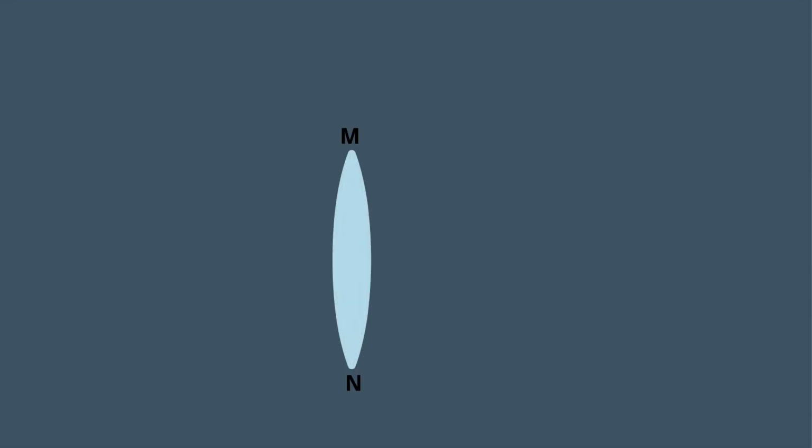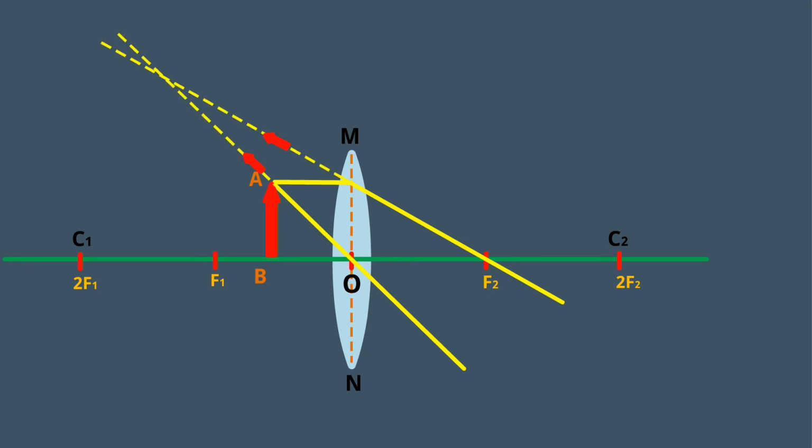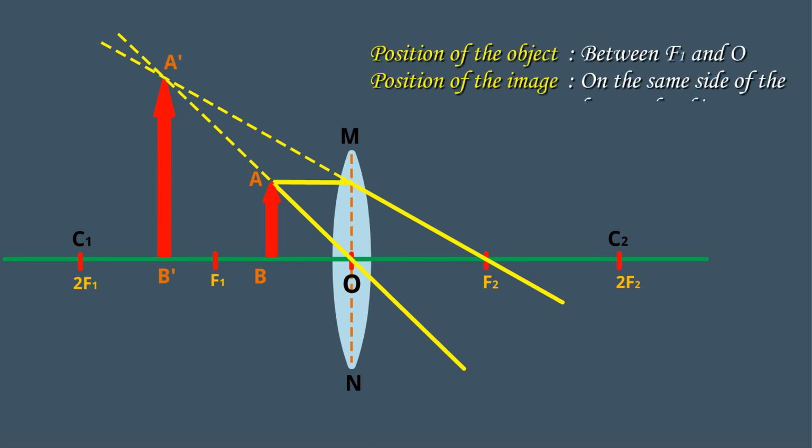Now the last position, where the object is kept between f1 and optical center, that is between principal focus and optical center. Here we have to consider two rays, a ray parallel to principal axis. After refraction, it passes through principal focus, and the second ray, the ray passing through the optical center. Here we will not obtain an image on the other side of the lens, but if we extend these two rays behind the object, we will get an image. Position of the image is on the same side of the lens as the object. Size of the image is enlarged. Nature of the image is virtual and erect.